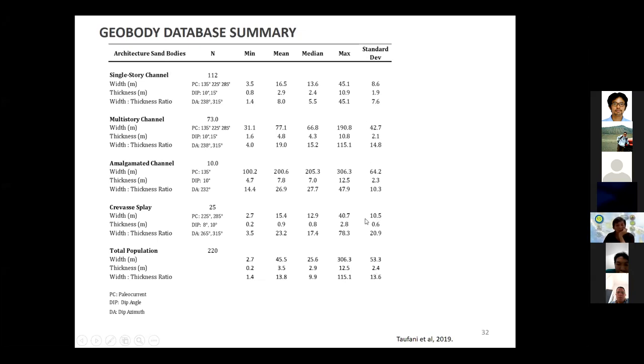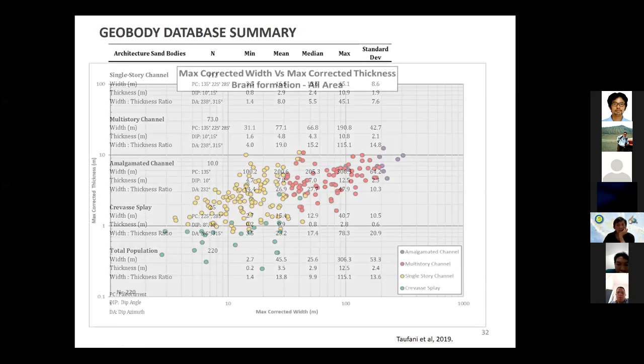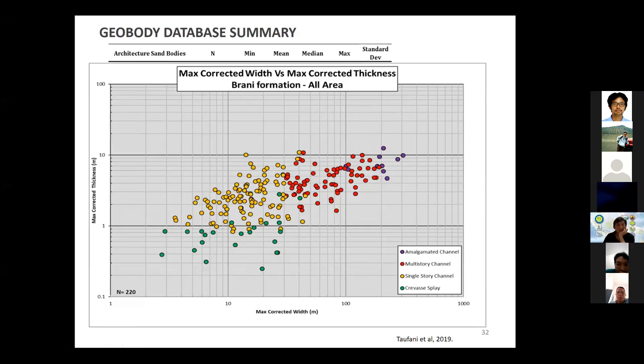If you look at this, it shows that all the data parameters can be quantified for subsurface use. If you look at the max, the relationship here shows a good relationship between width and thickness. I think this is a good analog to use as a consideration in subsurface interpretation, such as variogram modeling and other subsurface work.